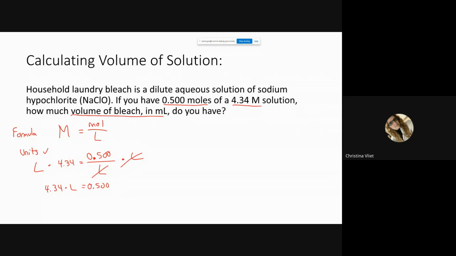Subtract. This is a multiplication. What is the opposite of a multiplication? Division. Divide by 4.34. And so your liters here is 0.5 divided by 4.34. You have to be able to put the calculator correct, and you will get 0.115 as your liters of solution. Final answer.